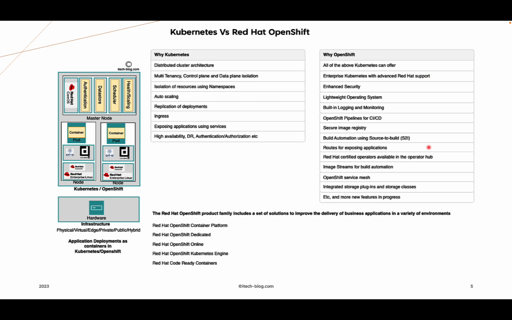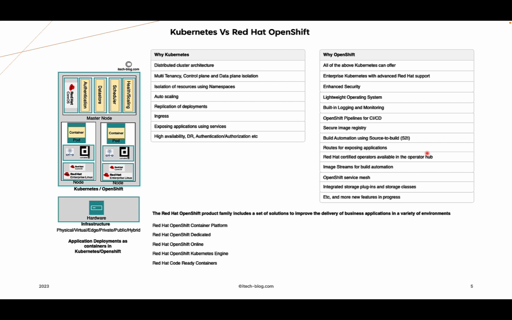Another interesting addition is routes. OpenShift routes allow you to expose a service at a public URL. Routes can be created as secure routes with encryption. Other features of OpenShift include OpenShift Service Mesh, image streams for build automation, and integrated storage plugins and classes, say, a storage plugin for AWS Cloud, IBM Cloud, etc.